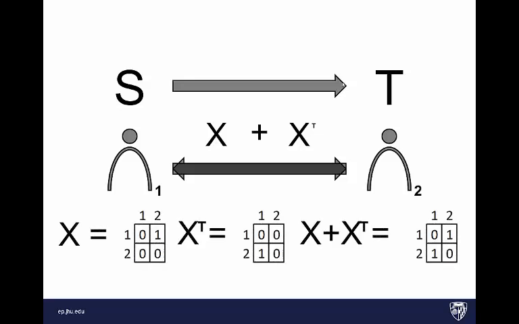Here is the operation using matrix notation. I have matrix X and X transpose. When we add them together, you add each element of the matrix, you can see where this creates an X by X network where it is symmetric, where 1 to 2 is 2 to 1.